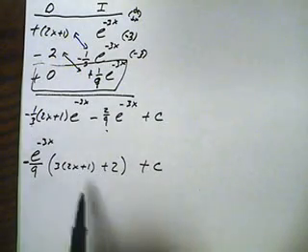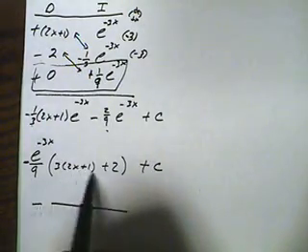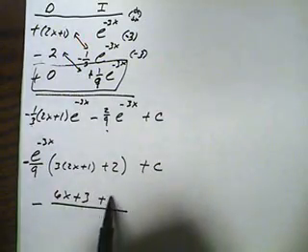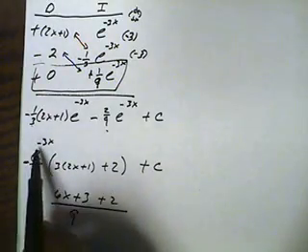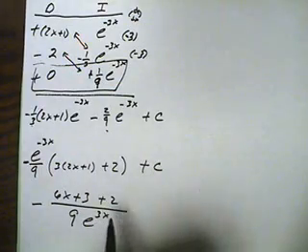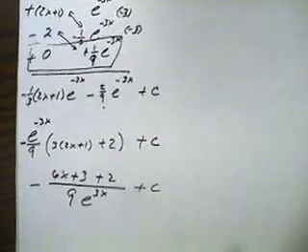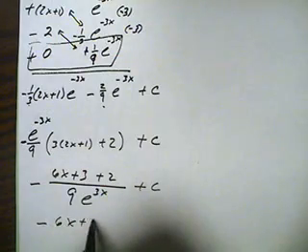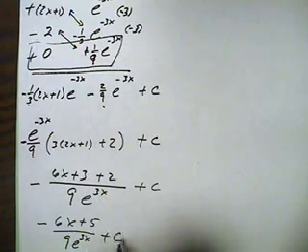Now, let's begin to clean this up a little bit. This will be negative, and our numerator, when we distribute, will be 6x plus 3, and then plus 2. In the denominator, we're going to have a 9 and an e, because that's a negative exponent, so it means the e is in the denominator now. And we have positive 3x, and plus c. And now I can add the 3 and the 2. So the final answer will be negative 6x plus 5 all over 9 e to the 3x power plus c.